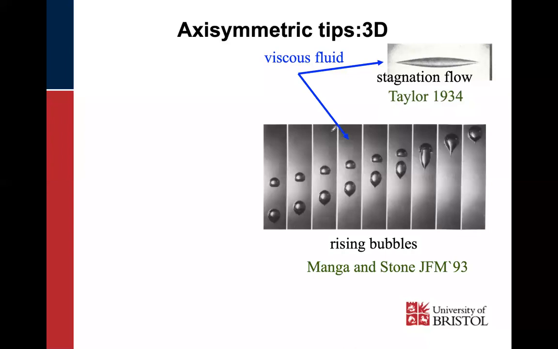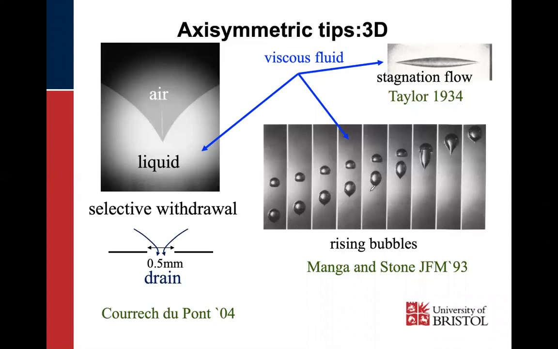Another example is this here. This is a bubble rising in a viscous fluid. Just do the home experiment of turning a shampoo bottle upside down and watch a bubble rise. And then in the rear of the bubble, you again see this very sharp, nearly axisymmetric tip.